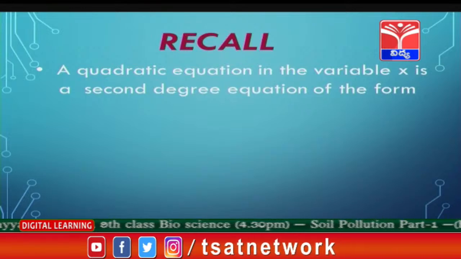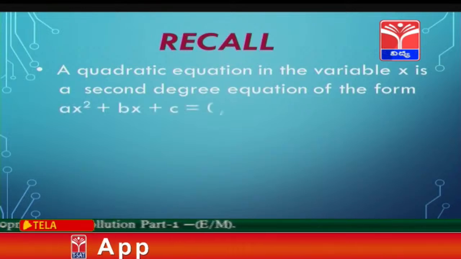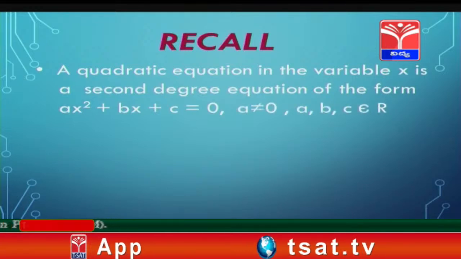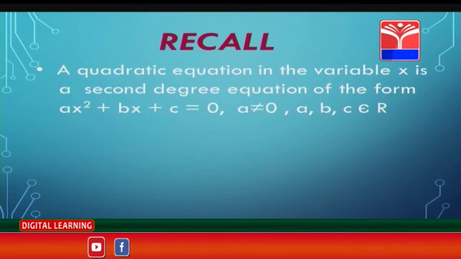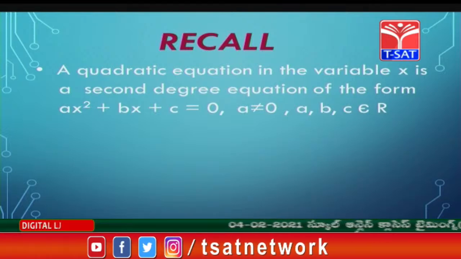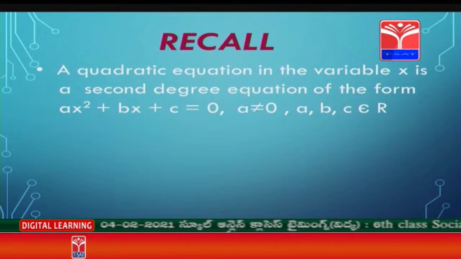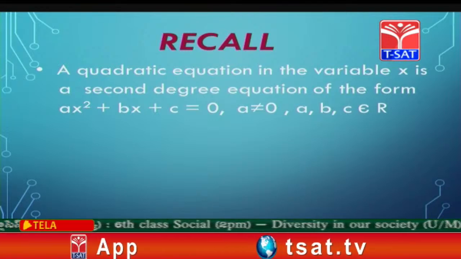A quadratic equation in the variable x is a second degree equation of the form ax square plus bx plus c is equal to 0, where a is not equal to 0 and a, b, c are real numbers. And we have discussed why a should not be equal to 0, because if a is 0, then x square becomes 0 and the quadratic equation reduces to a linear equation.